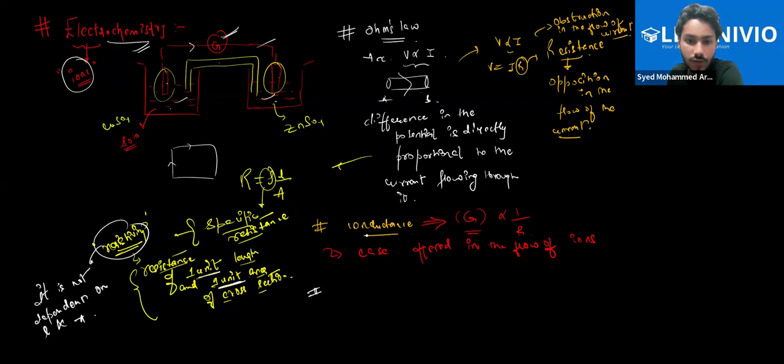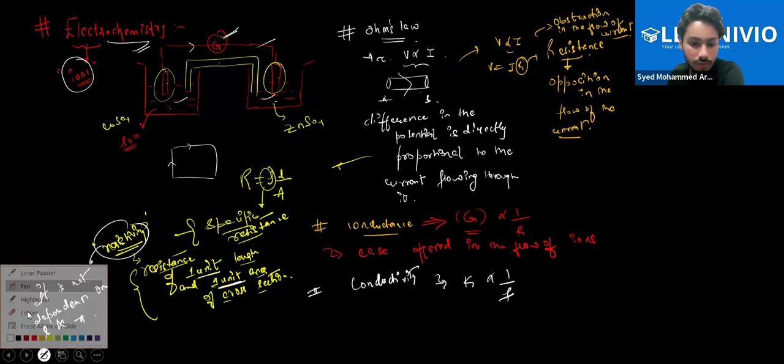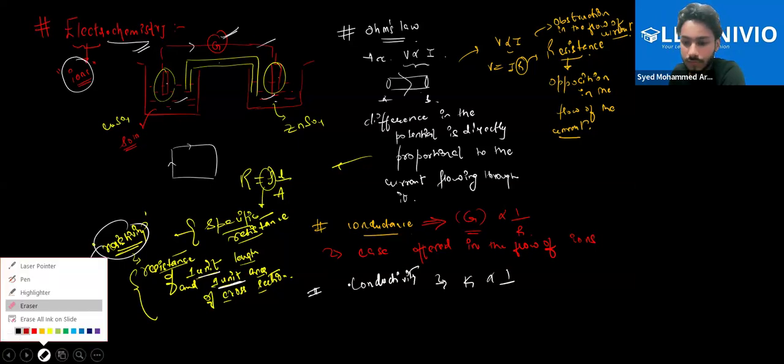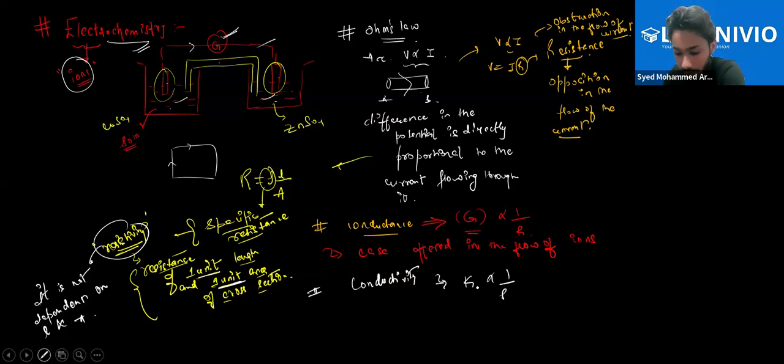Similarly, if the resistivity is there, then there is another term which is associated with the conductance, which is your conductivity. Again, it is the reciprocal. Conductivity is represented by K and it is the reciprocal of rho. Understood? Okay. So we have discussed this, resistivity and resistance.